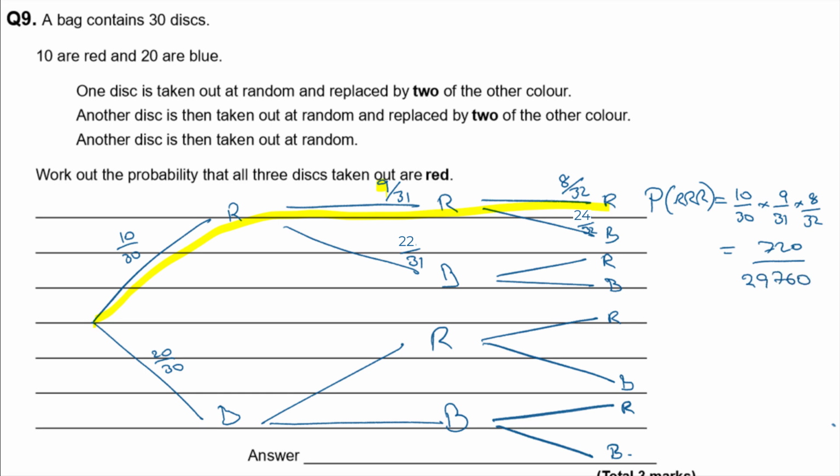29760. Okay, now again, I'm not going to bother to cancel it down because you don't get any extra credit. It doesn't say write it in its lowest terms. Not going to bother. 720 over 29,760.